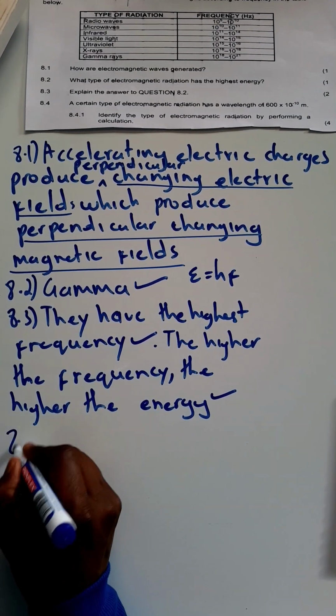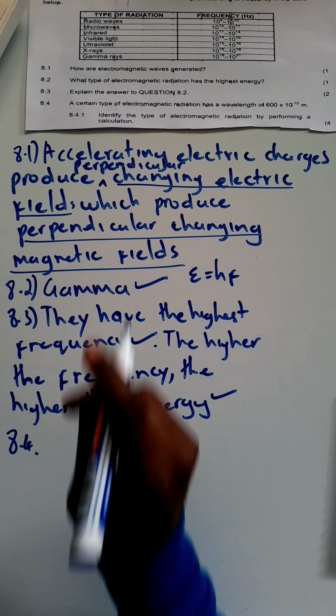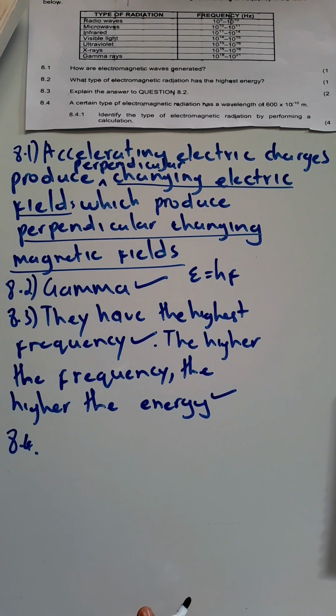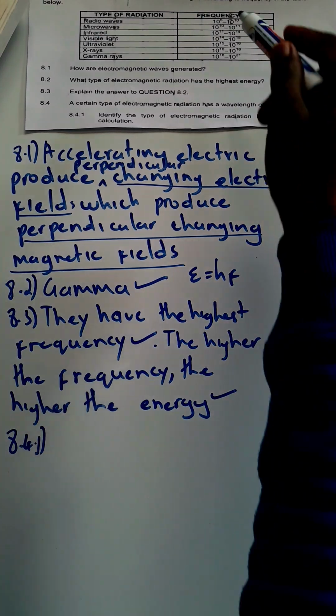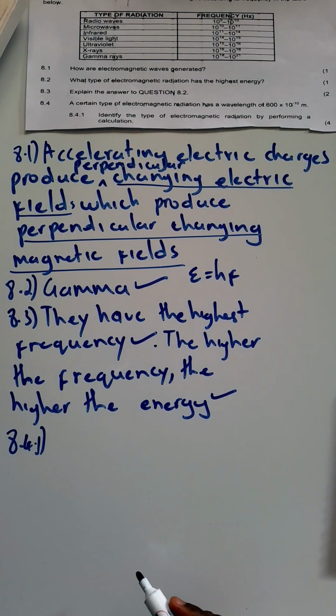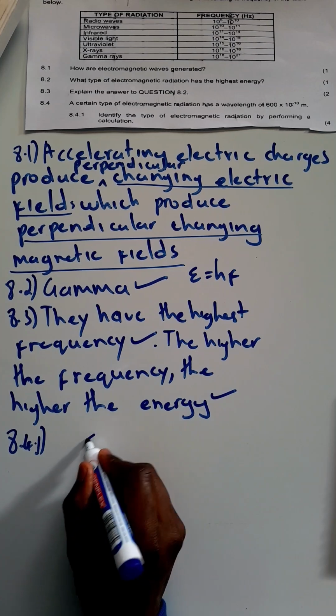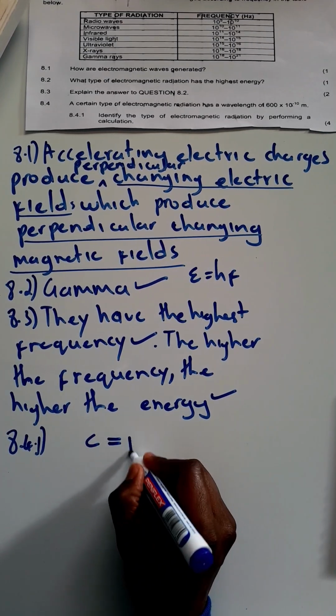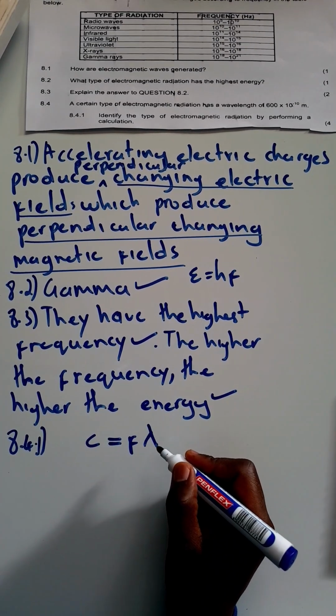8.4 says, a certain type of electromagnetic radiation has a wavelength of 600 times 10 to the power negative 10. Identify the type of electromagnetic radiation by performing a calculation. So we must calculate the frequency and see which one it corresponds with. When we have the wavelength, to calculate the frequency, the formula is the speed of light is equal to frequency multiplied by wavelength.